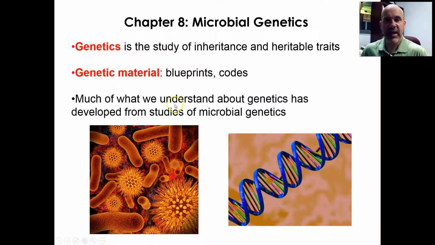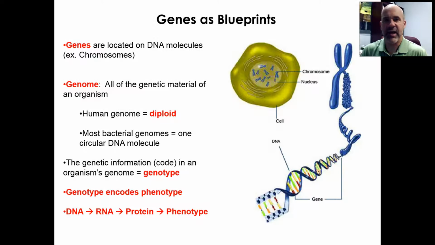And much of what we understand about these genetic processes has come from studying microbial genetics. That just kind of makes sense because microbes are a whole lot easier to work with in a laboratory. If you want to run genetic studies on bacteria or yeast, you can grow those up pretty quickly and fairly inexpensively in a laboratory. So much of the basic information that we understand about genetics today was originally worked out in microorganisms.